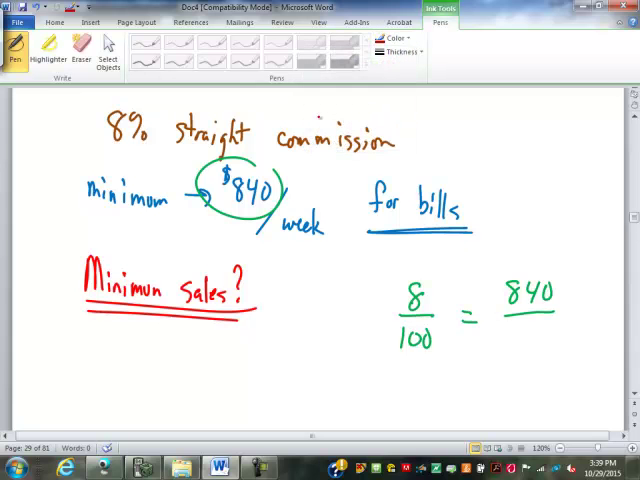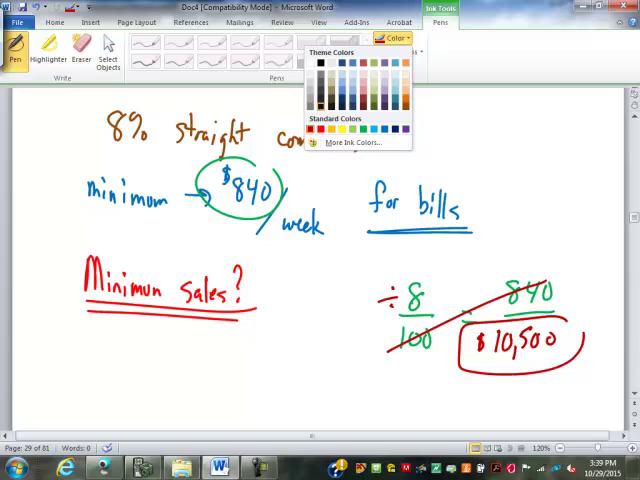Anybody have any questions why the 840 had to go on top? Because it is the piece, it is the percent, and we're looking now for the whole amount. So now 100 times 840 divided by 8, sorry, is going to give us how much? $10,500 in sales. So we needed a minimum of $10,500 each week in sales.